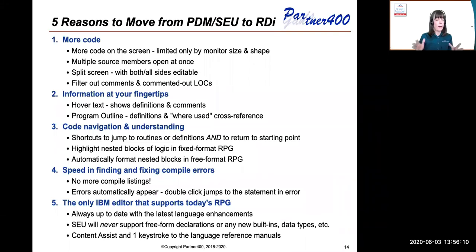So just to wrap up the 5 reasons that I see most people want to move from SEU to RDI: be able to see more code on the screen, multiple source members open at once, split screen with both sides editable, filtering out comments so that you're seeing only code. The information at your fingertips with the hover text and the program outline, and the where am I, the relatively new feature that appears at the bottom showing you where you are within the program, whether you're in a procedure or subroutine or main code.